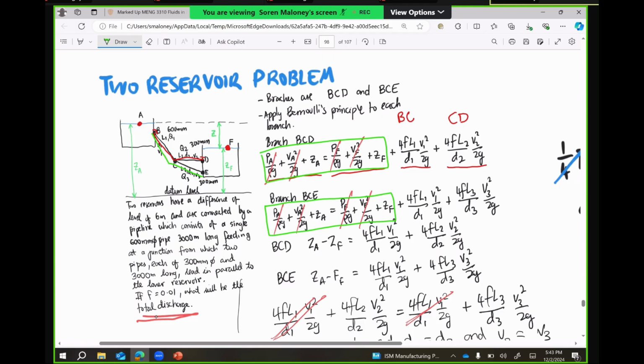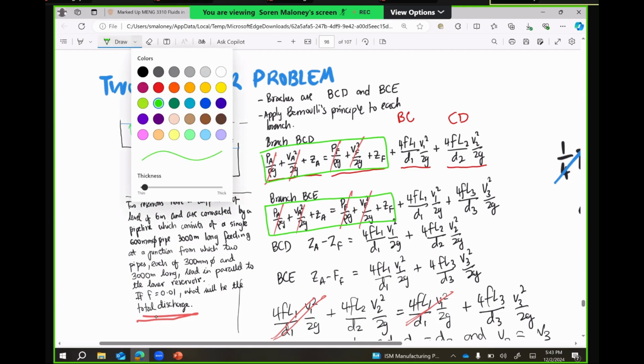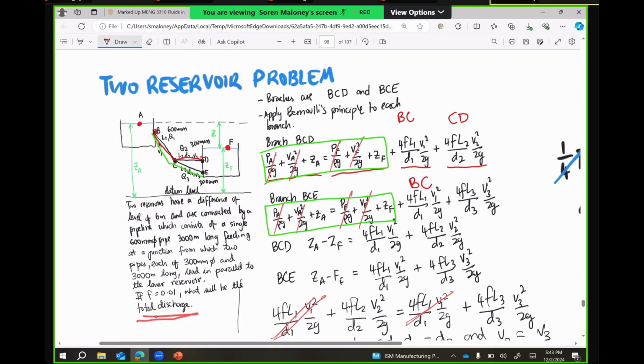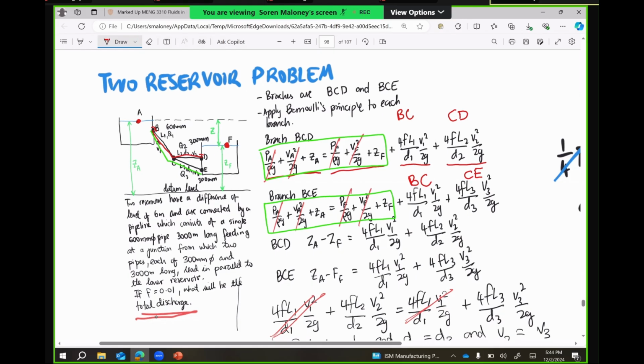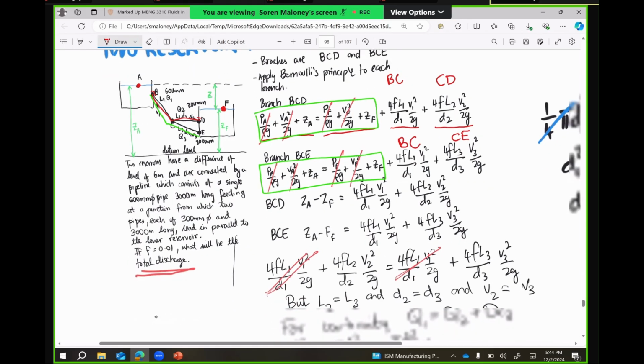But what's going to be different is the friction, my energy loss parts, right? So here, my energy loss would be, of course, BC here, and then CE. These are my pipe friction because I don't have any shock losses. So you notice I don't have any shock losses being represented here. So now I can simplify, right? You see where I'm simplifying.